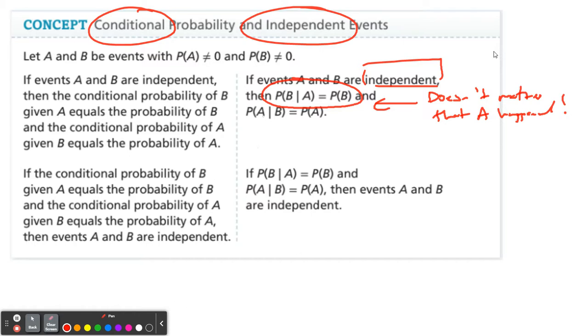Similarly here in the second one, the probability of A given B equals the probability of A. In this one, this is saying that it doesn't matter that B happened. The probability remains the same.